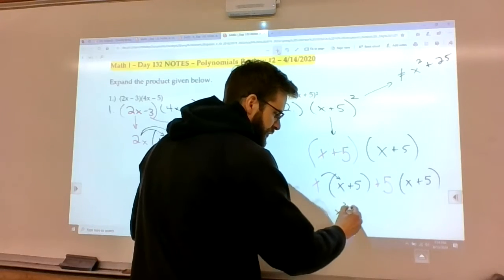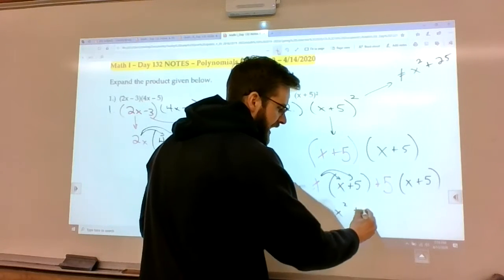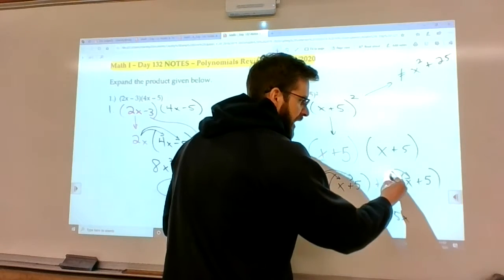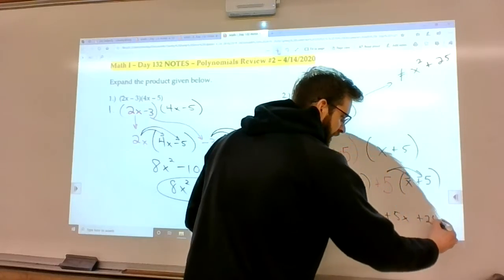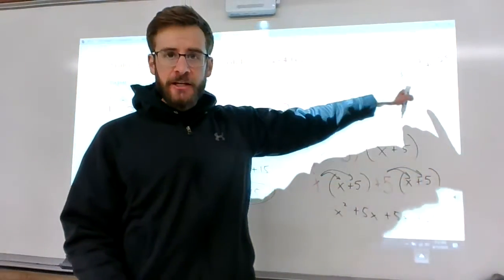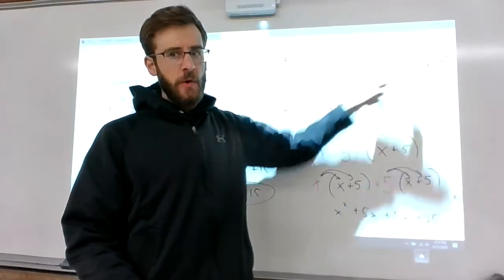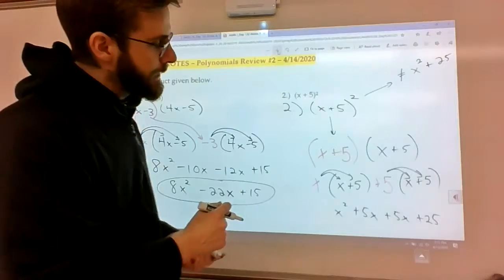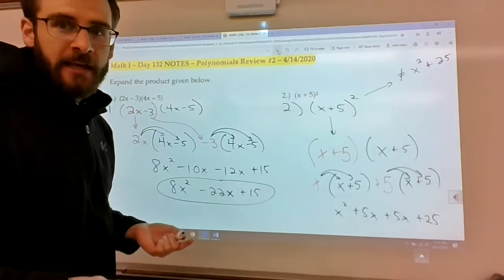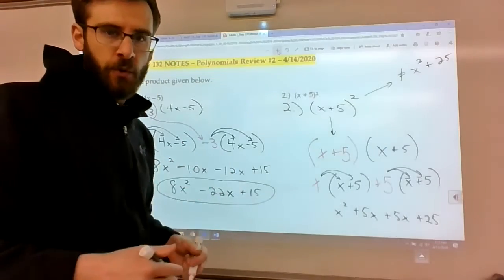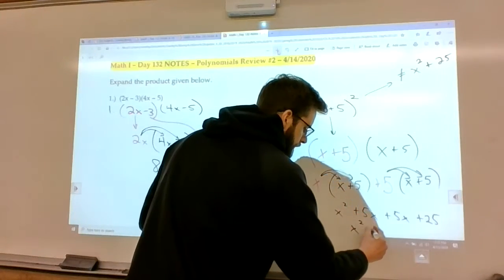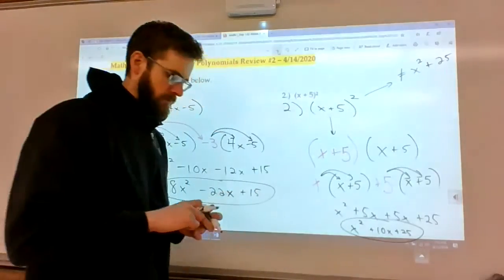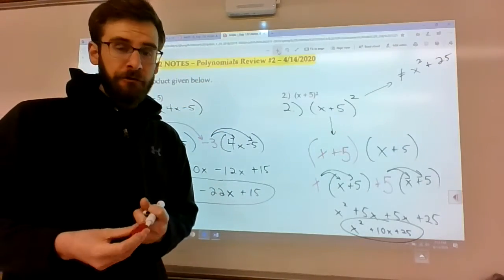X times x is x squared. X times 5 is 5x. 5 times x is 5x. And then 5 times 5 is positive 25. Now you have elements of the incorrect version there. You have some elements of the x squared here and the 25 at the tail end. But there's a 10x in the middle, and you miss that when you just try to distribute the square. All right, so far this is looking good.